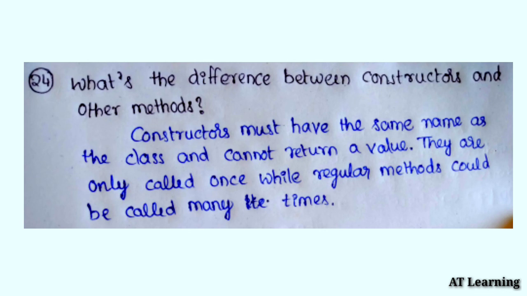Next question is, what is the difference between constructor and other methods? Constructor must have the same name as the class and cannot return any value. They are only called once, while regular methods could be called many times.